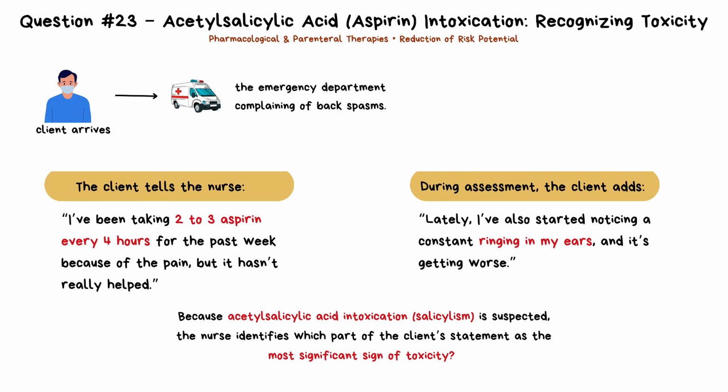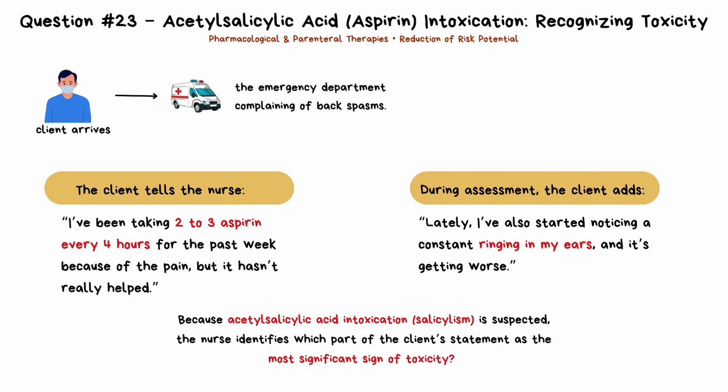They tell the nurse, "I've been taking 2 to 3 aspirin every 4 hours for the past week because of the pain, but it hasn't really helped." Then they add, "Lately, I've also started noticing a constant ringing in my ears, and it's getting worse." Which part of that statement is the most significant sign of toxicity? Take a moment. Picture what happens when aspirin levels get too high.